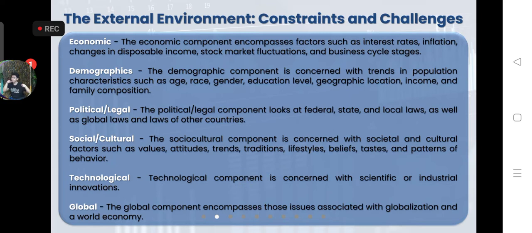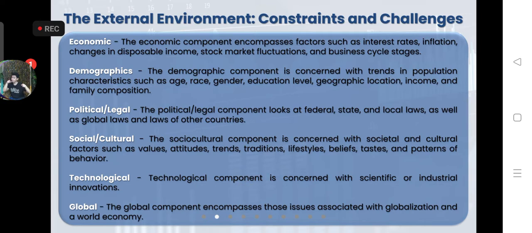So the political and legal environment in which a company operates also has an impact on the company's success. Political changes and legal changes might affect the ability of a company to operate, and sometimes those are favorable or sometimes unfavorable, because there are some laws that impact the performance of the organization.